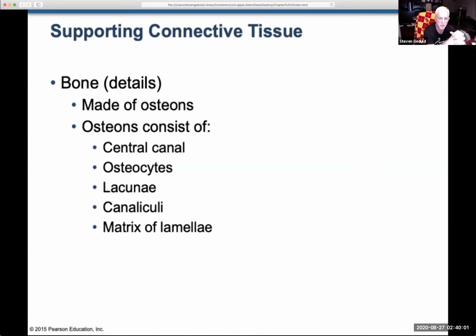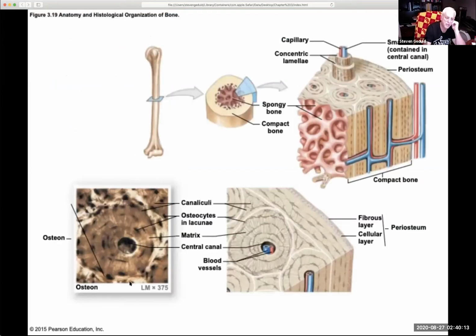Osteons consist of a central canal, osteocytes, the lacunae, which are the depressions, canaliculi, which are the very small, tiny canals, and the matrix of the lamellae. Okay, this is your osteon. This is a bone unit. Inside you have blood vessels and nerves. So the artery, the vein, and the nerve usually all run together through the bone and innervate the different areas. You have compact bone on the outside, spongy bone on the inside. We will cover that. But each osteon has its own supply of blood from an artery and a vein.